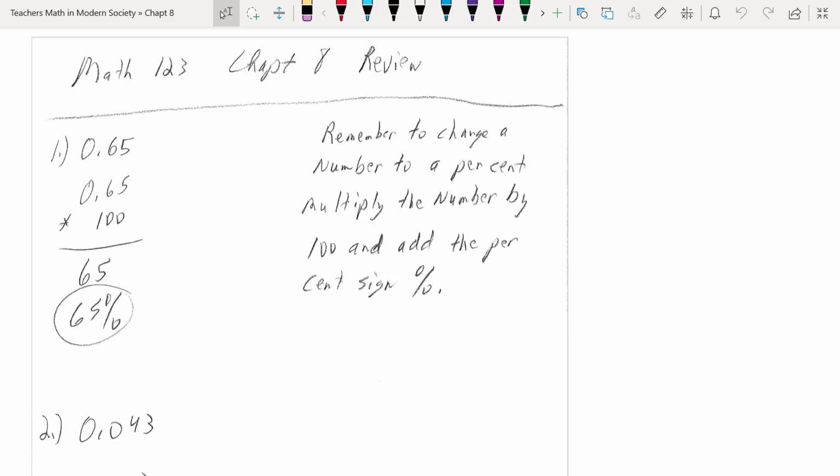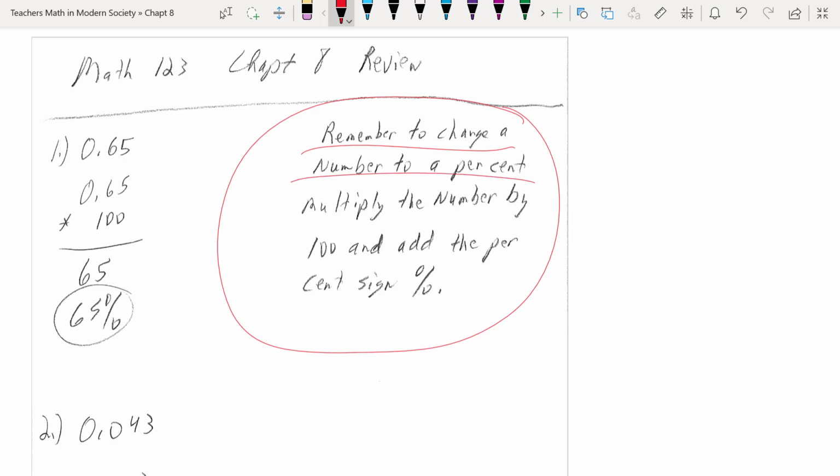Okay, on your Chapter 8 review, on problems numbers 1 and 2, it just says write each as a percent, round to the nearest tenth of a percent. So all you have to do is remember that to change a number to a percent, you multiply the number by 100 and add the percent sign. So when you see 0.65, we're going to change that to a percent. It's going to multiply that times 100.